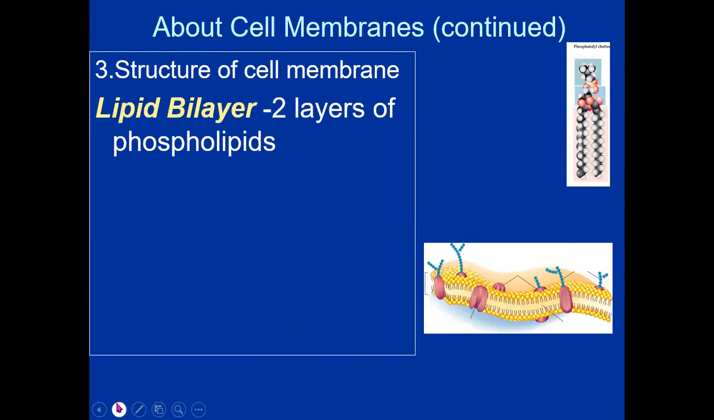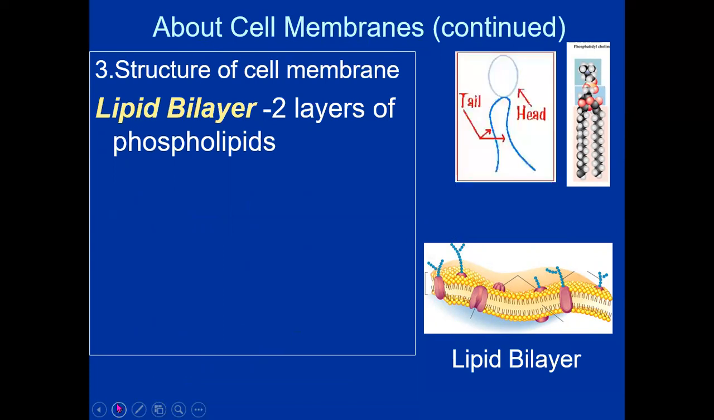A little more about the structure of the cell membrane is that it has two layers of lipids, or in other words, two layers of phospholipids. Hence, we refer to it as a phospholipid bilayer. This phospholipid is thought of as having a head of phosphate, and the tail is hydrocarbon. The phosphate head is polar because of the charge, and the hydrocarbon is non-polar.